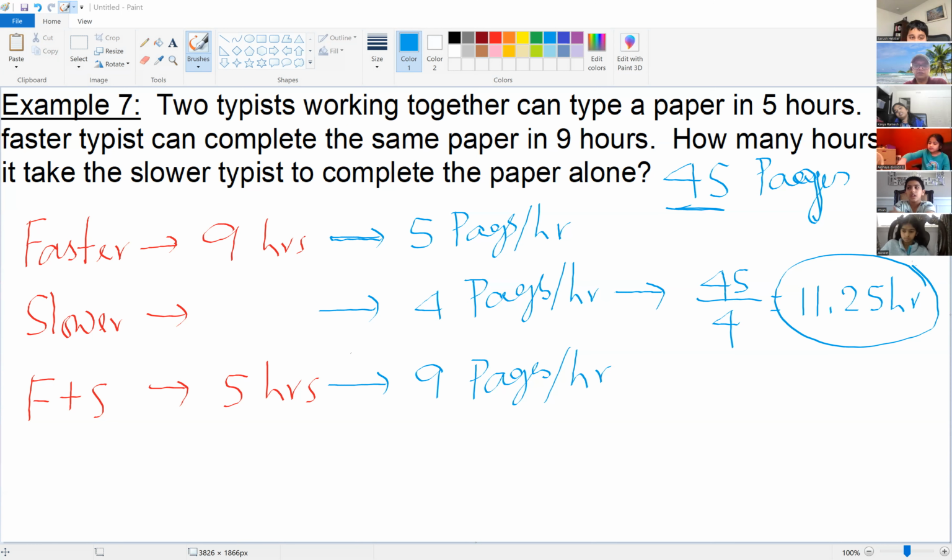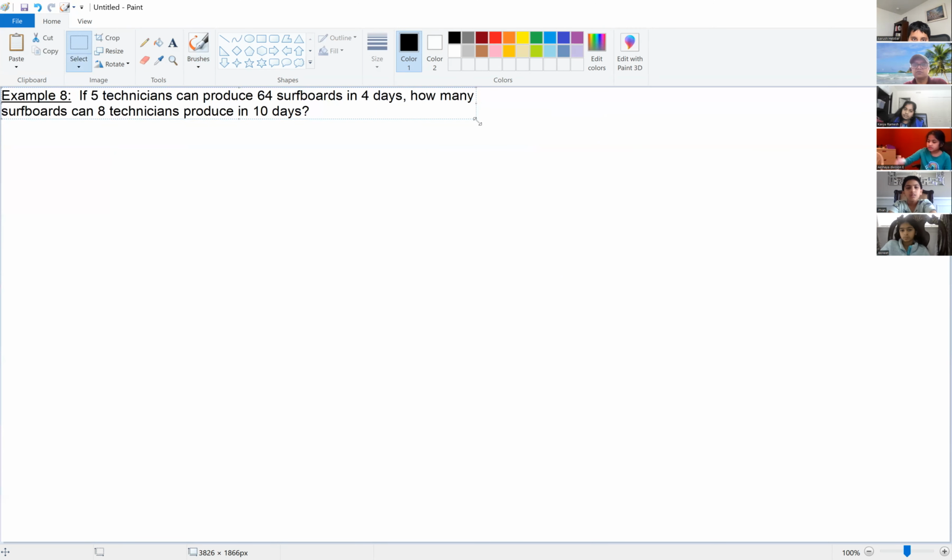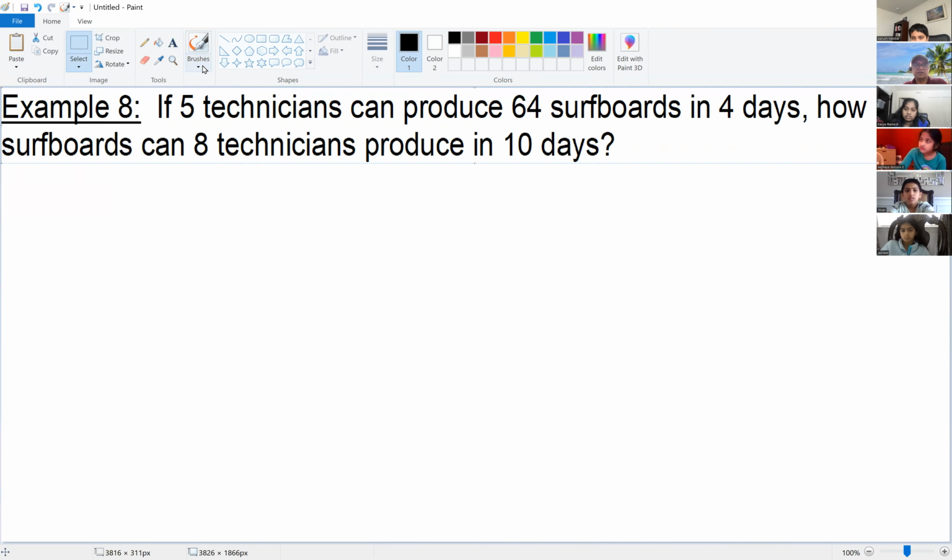Good, okay. Now let's talk about another type of problem, which is still work related, but it looks a little different. It's not like the one that we did so far. 5 technicians can produce 64 surfboards in 4 days. How many surfboards can 8 technicians produce in 10 days?